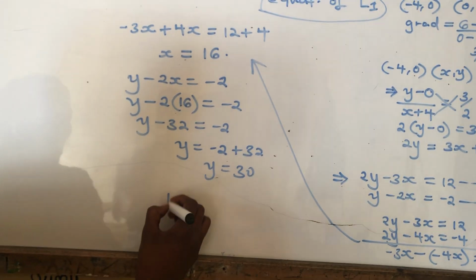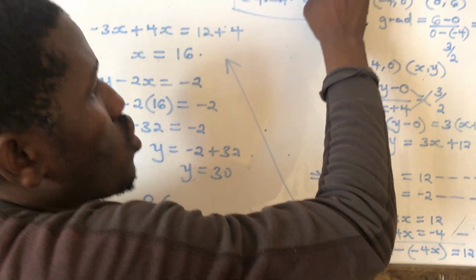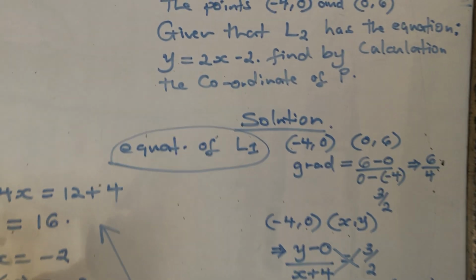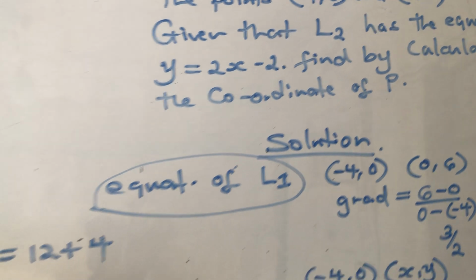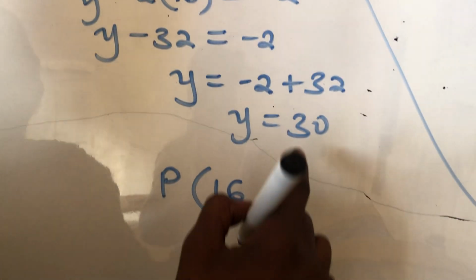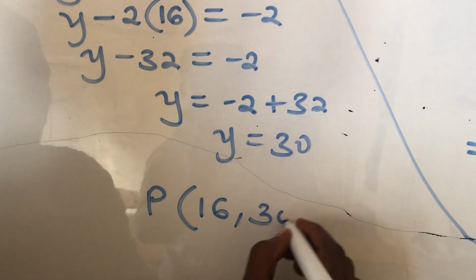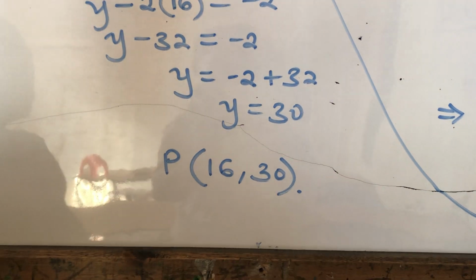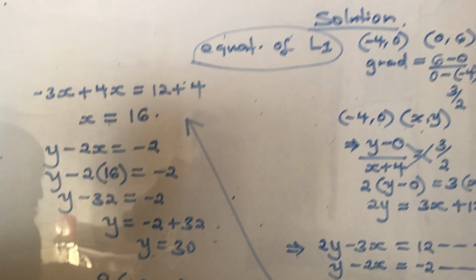Therefore, what will then become the coordinate of P? Do you remember? We got the x somewhere here as 16. And we got the value of y as 30. That becomes the point of intersection.